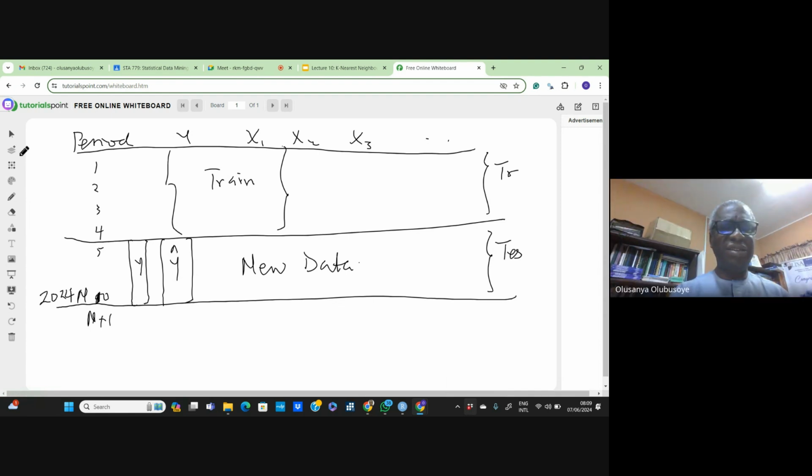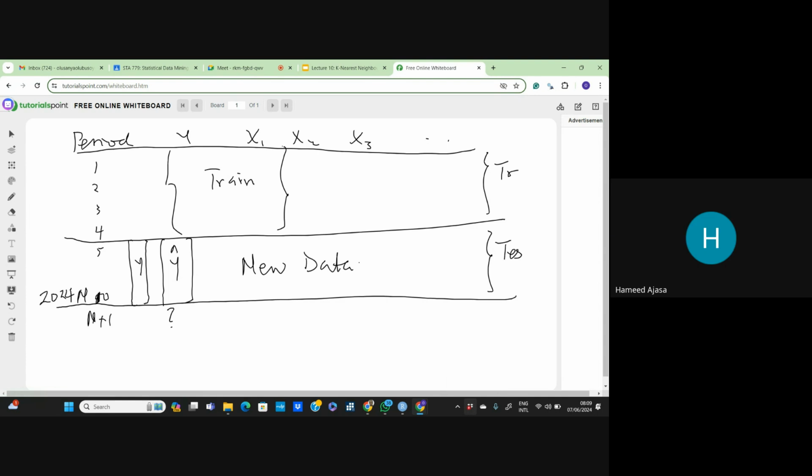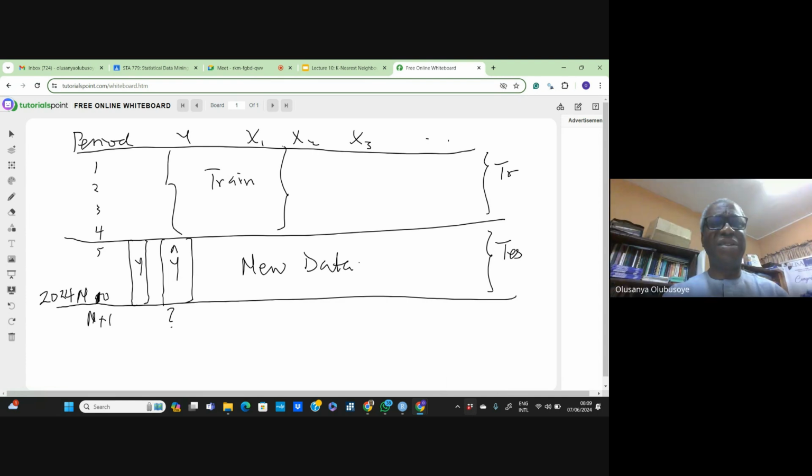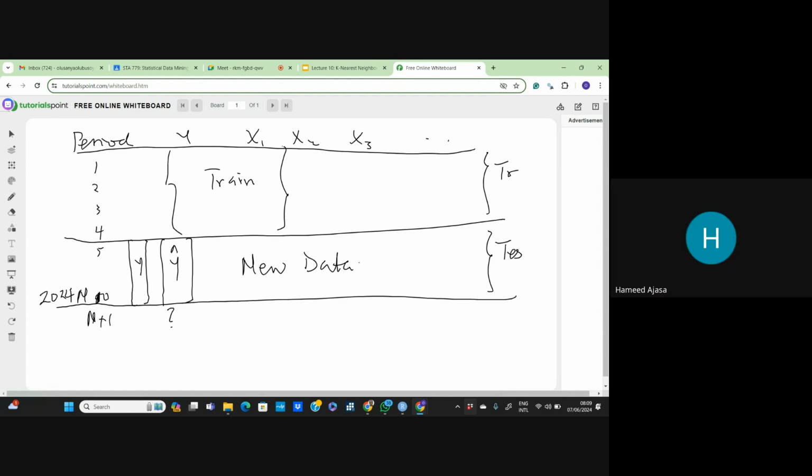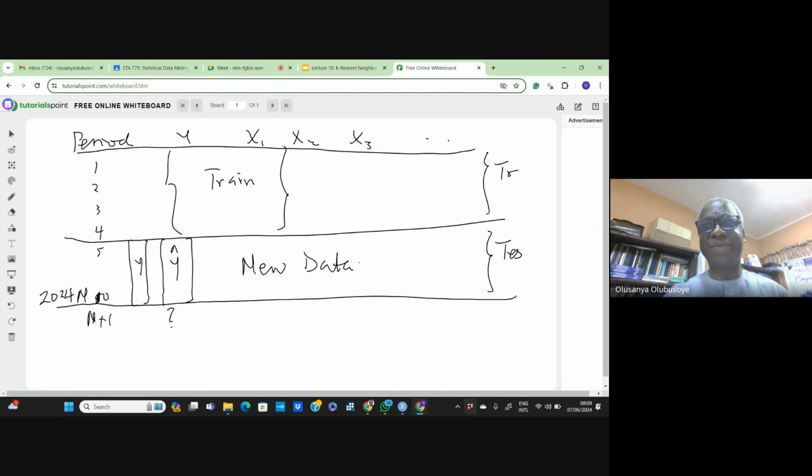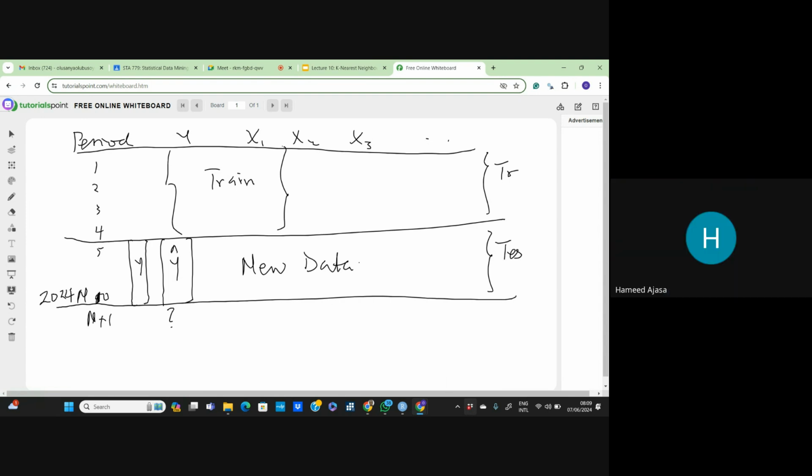Certainly you won't have data for y because we are not yet in 2025. Let's say y, for instance, is GDP. Since we are not yet in 2025, we cannot have the GDP figure. Are you with me?